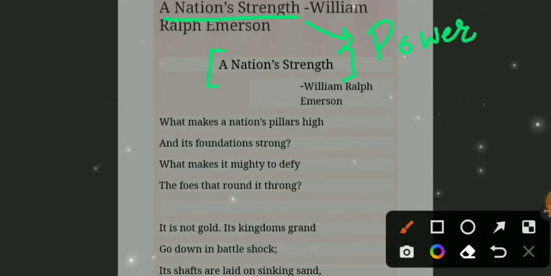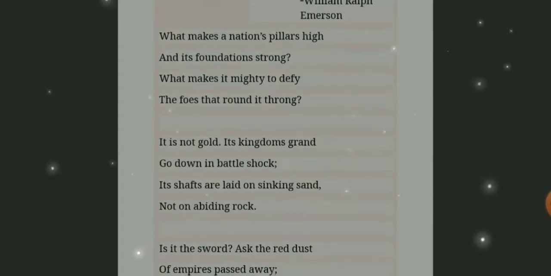Now, let us read out the poem. As always, before starting to describe the poem, we read out the poem first. So, let's enjoy the reading.